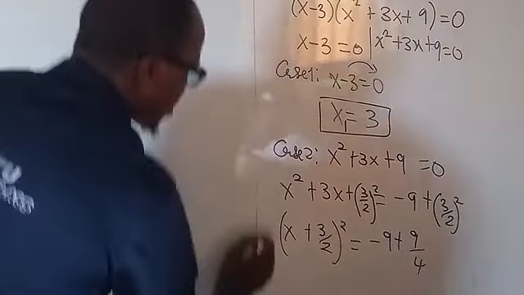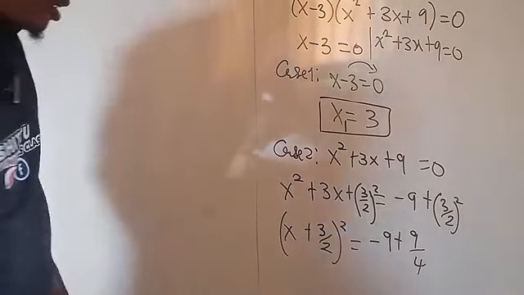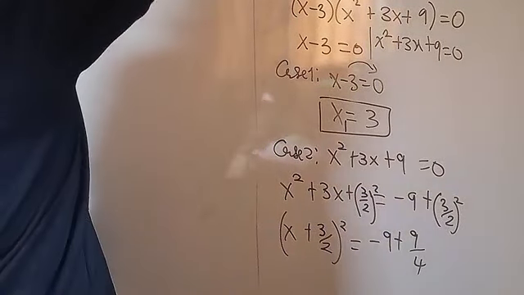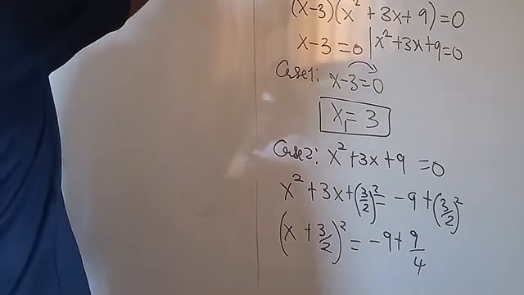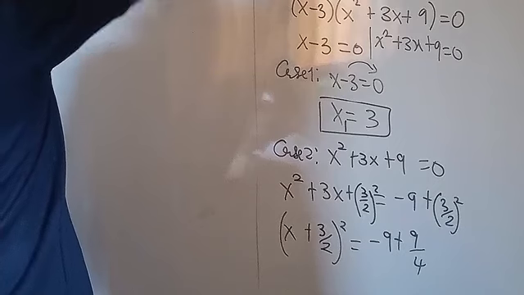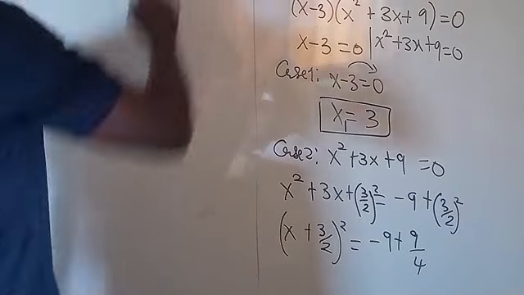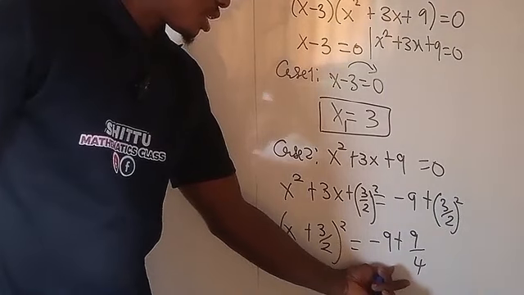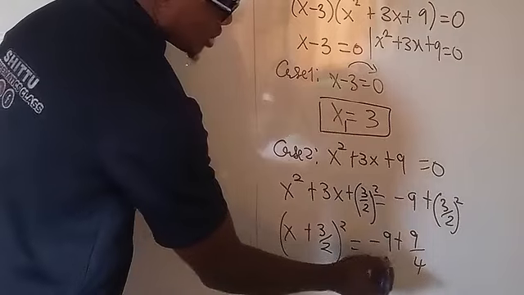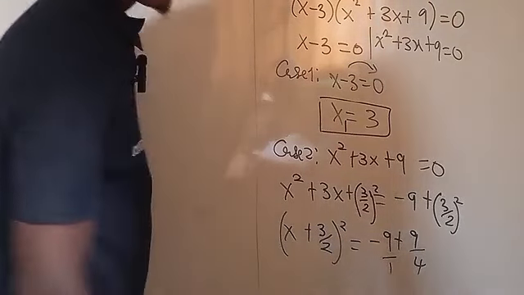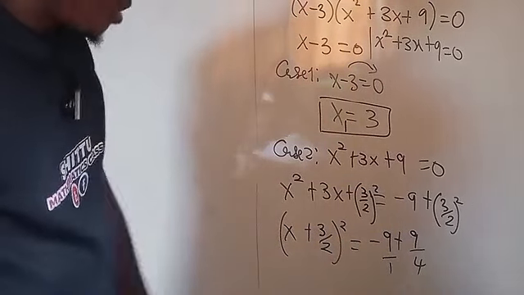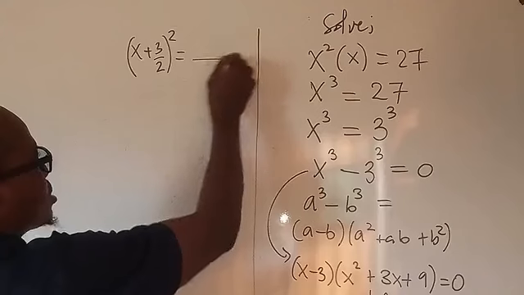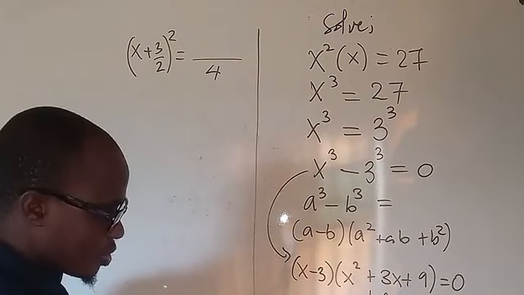Okay, simplify this further. So now simplifying that further, we're going to have x plus 3 over 2, all squared, is going to be... Now let's try to take the LCM of this. We can write minus 9 as minus 9 over 1. So now taking the LCM, you can see we have 4, right?